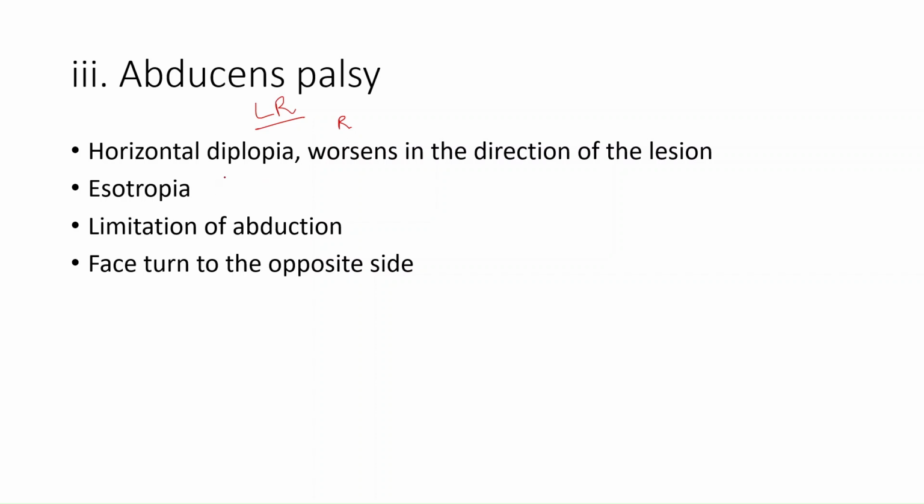Because of unopposed action of the medial rectus, you will have esotropia. Limitation of abduction, that is the function of lateral rectus, is lost. And the face turn is on the opposite side of the lesion. Because the diplopia is worsening in the direction of the lesion, the face turn will be on the opposite side.